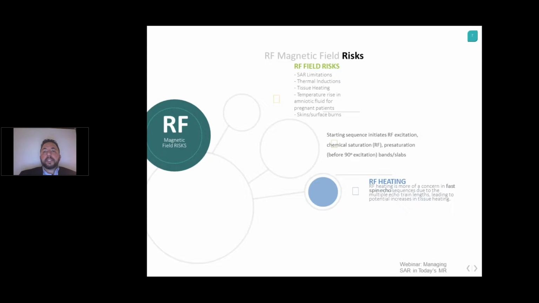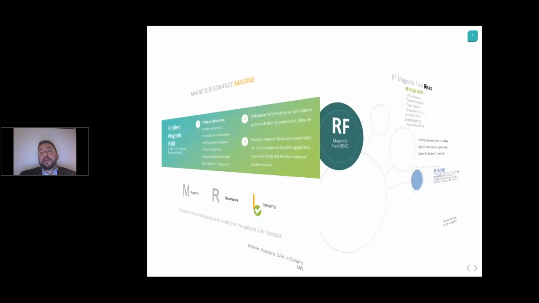So when we start that sequence, we're initiating RF excitation. Chemical saturation, pre-saturation, bands or slabs are all mechanisms of using more RF that can lead to increased patient heating. Particularly, the fast-spin echo sequence is the one of most concern due to multiple echo train lengths leading to potential increases in tissue heating. So fast-spin echo, the guiltiest offender when it comes to the amount of thermal induction in our patient.